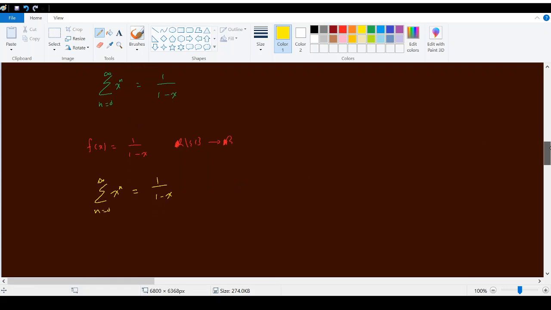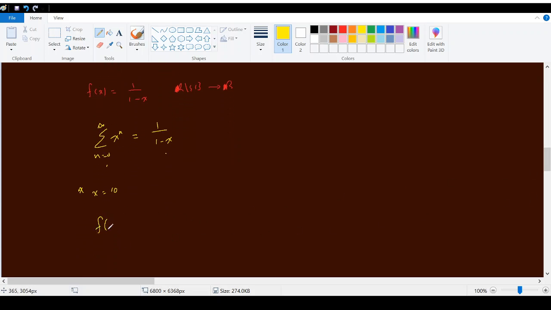Now, if the function and the series are equal, then when you input a certain x value, both the right hand side as well as the left hand side should give the same value, right? Say for example, if we input x equals 10, let's see what will happen. The function value at 10 will be equal to 1 divided by negative 9, that is negative 1 divided by 9, right?